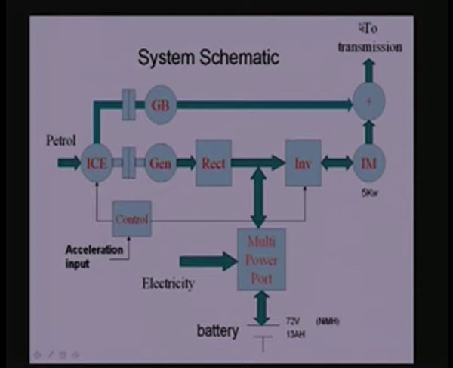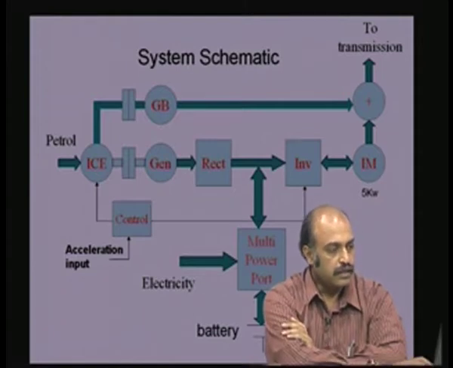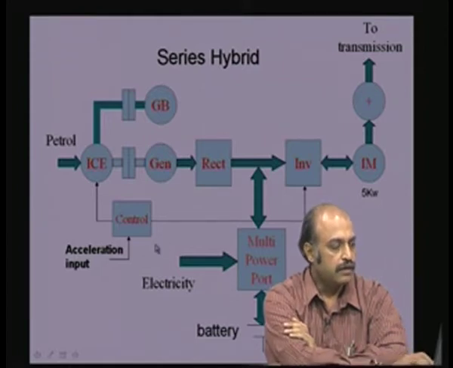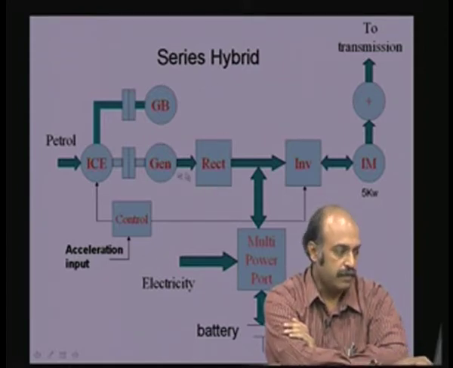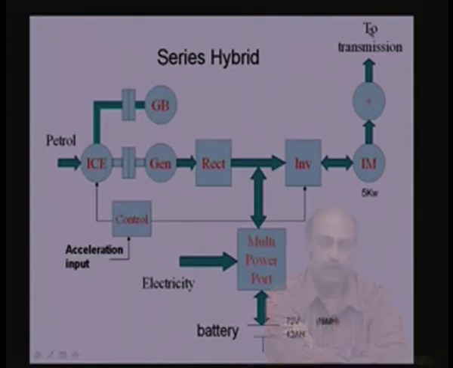That would be the way the normal automobiles work. This schematic is a more general schematic. This schematic is called a series hybrid, where the internal combustion engine is not directly coupled to the wheels. The internal combustion engine is coupled only to a generator which generates electrical energy, and all the electrical energy is used for either charging up the battery or driving the induction motor, which is the only thing connected to the wheels. That is why it is called a series hybrid.